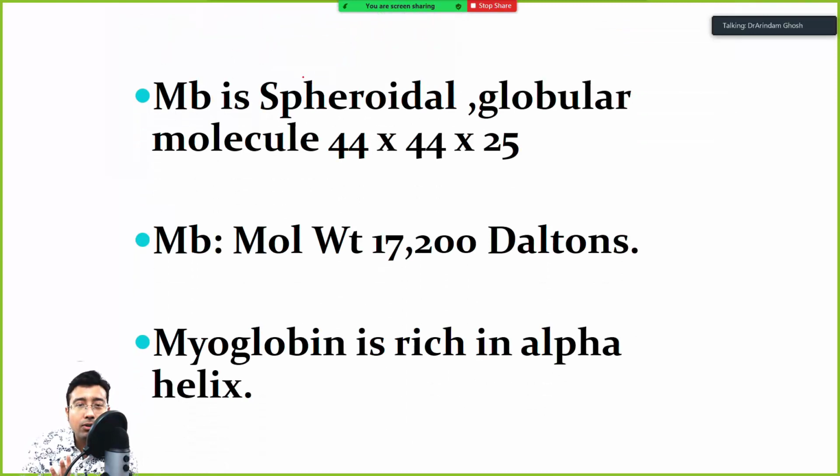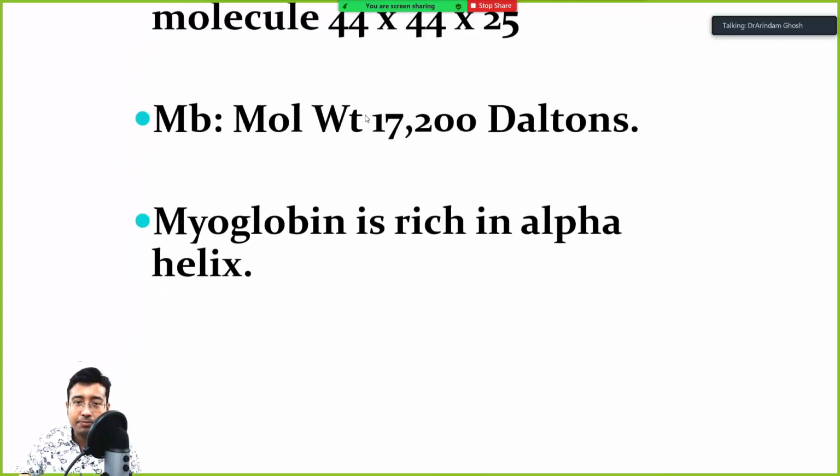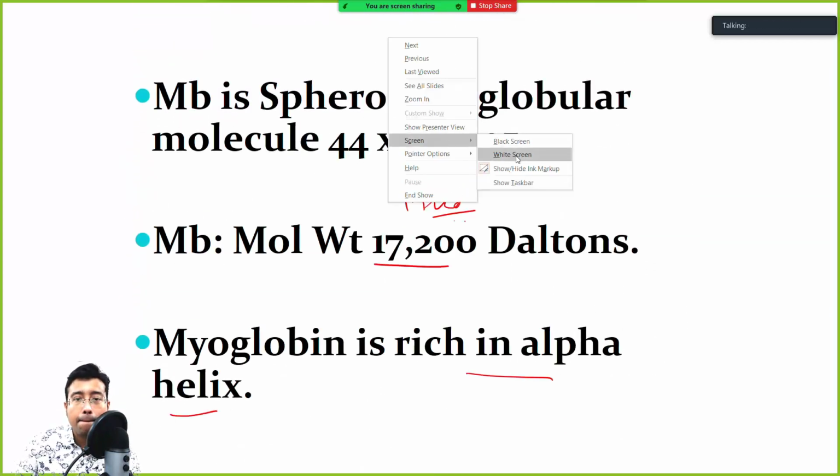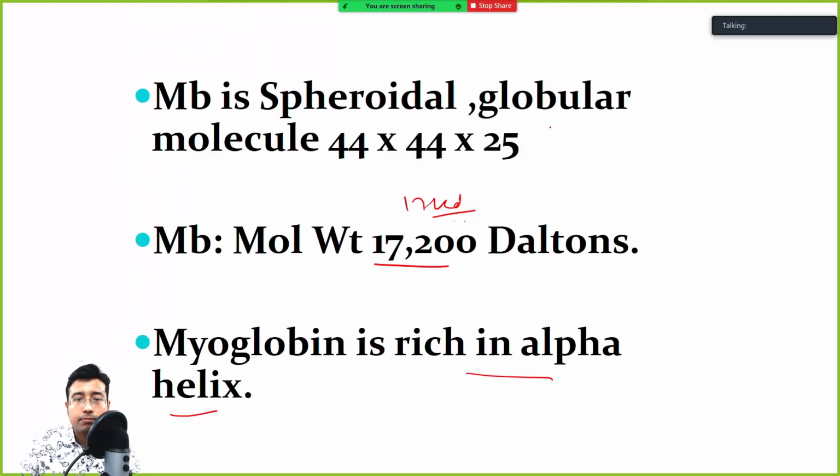This slide is about numbers. You don't need to remember much, but 2 things. Number 1, 17,000 Dalton or 17 kD is the molecular weight of myoglobin, and this is important. It is rich in alpha helix. I already told you hemoglobin and myoglobin are 2 such globular proteins. It's a globular molecule with alpha helix as a secondary structure.